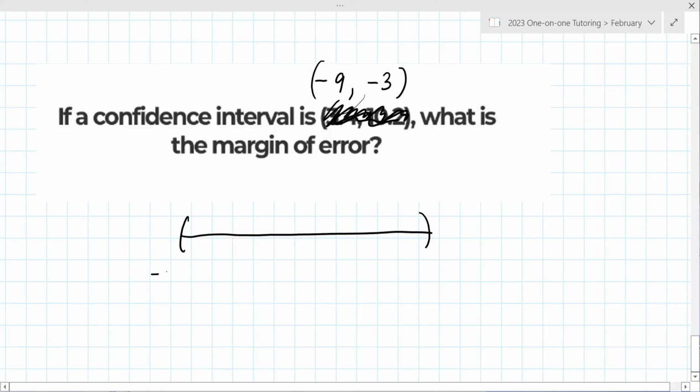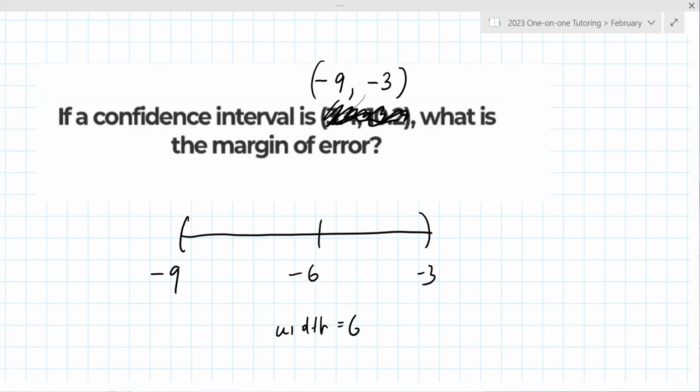The width is 6 and the margin of error is 3. That's right. That's perfect. You got it. Okay, so we can move on to some other questions now. Let's see if there's any other ones here. Nope, these are all a little different.